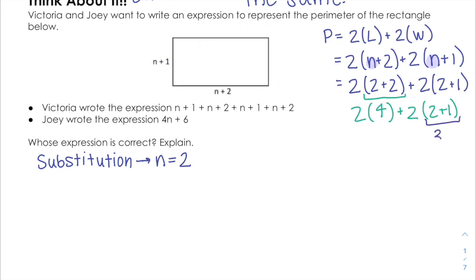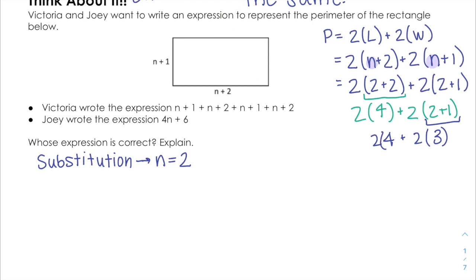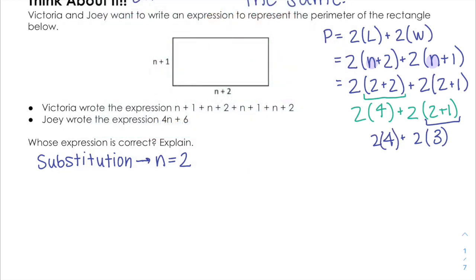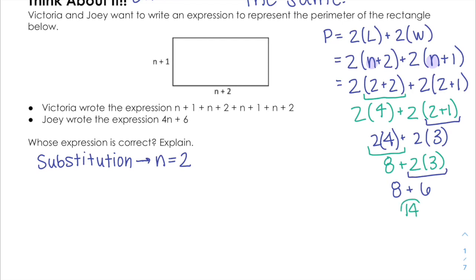Now we work on the second set of parentheses. 2 plus 1 gives us 3. It's our one change, and we bring everything else down. Oops, I forgot my parentheses. Now we have 2 multiplication problems, which are done in order from left to right. So we have 8 plus 2 times 3. Then we solve 2 times 3, which is 6, and 8 plus 6 is 14.